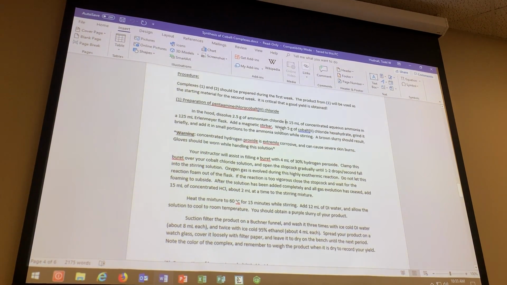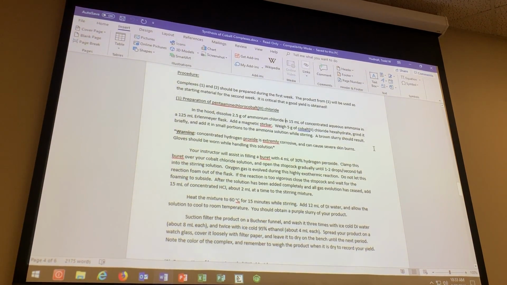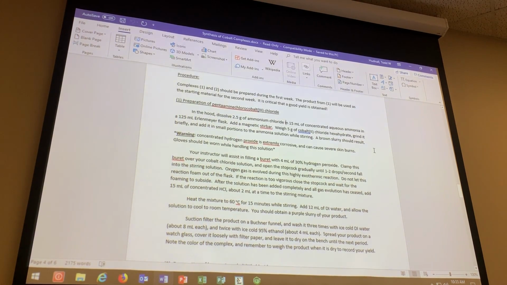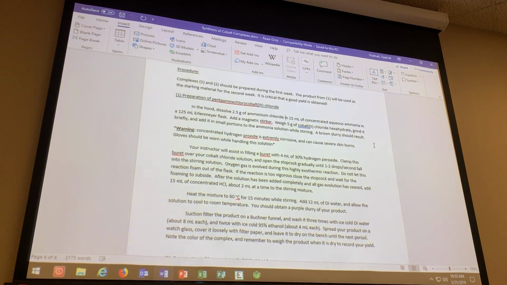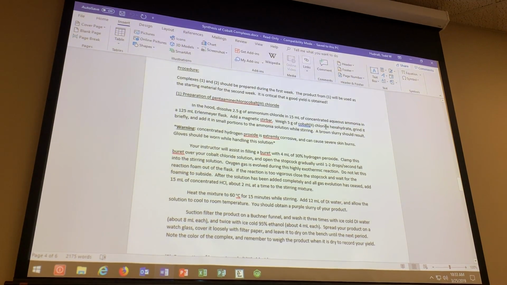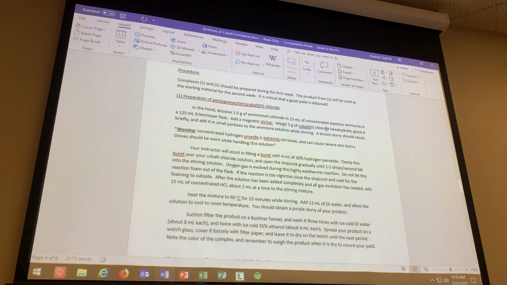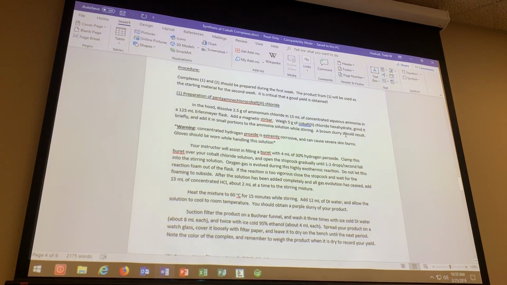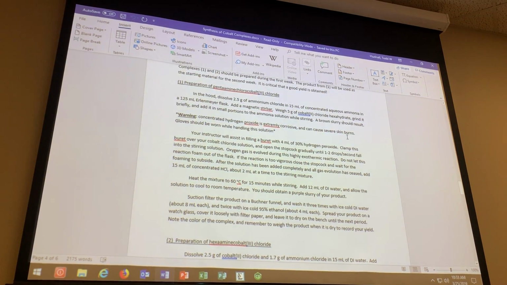You can add this together with a stir bar, and you're going to add your cobalt chloride hexahydrate, this is your cobalt 2. It recommends grinding it just to get a little bit better surface area, smaller particles. Add it in portions while stirring. You're going to get a kind of nasty brown solution.